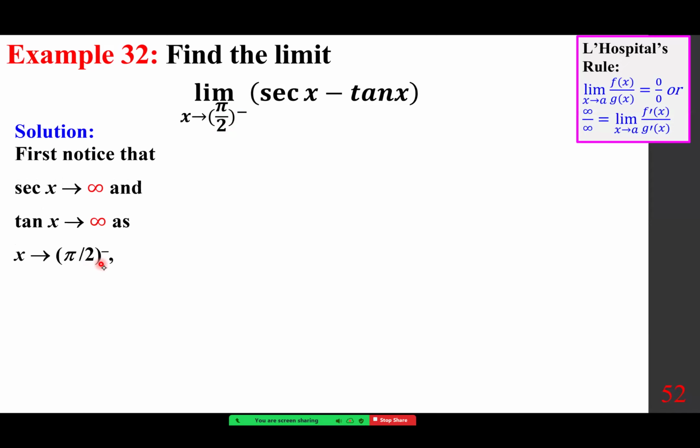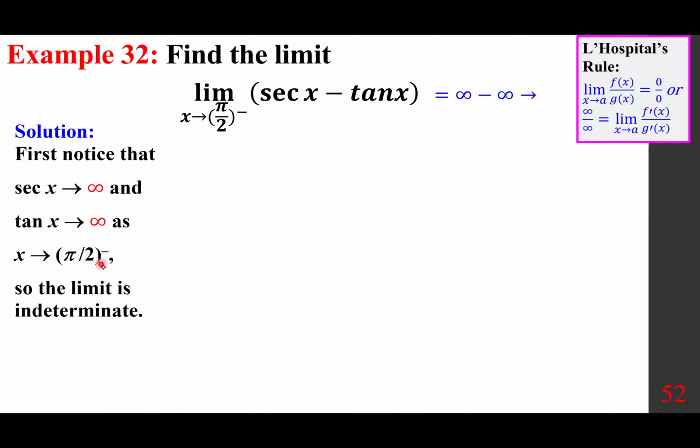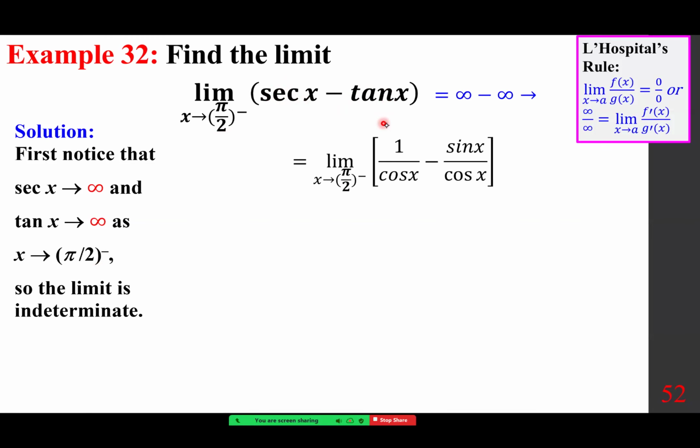So we end up with a limit that is an indeterminate form of infinity minus infinity. I hope you remember the graph of tan x, and secant is 1 over cosine. Remember, cosine of pi over 2 is 0, if that helps. So anyways, what is the technique? Secant is 1 over cosine, and tangent is sine over cosine. So 1 over cosine minus sine over cosine, which makes it 1 minus sine over cosine.